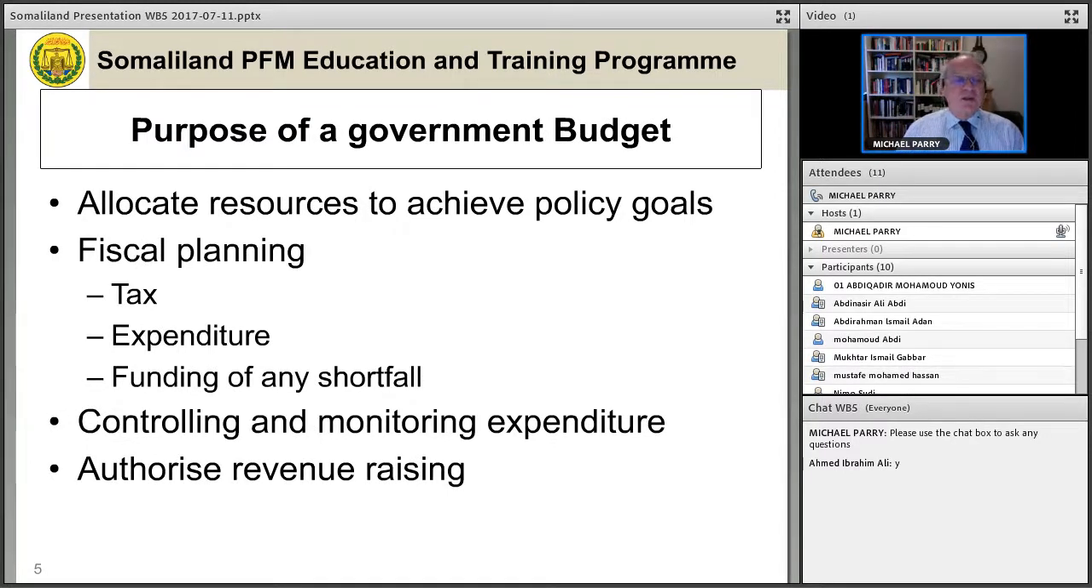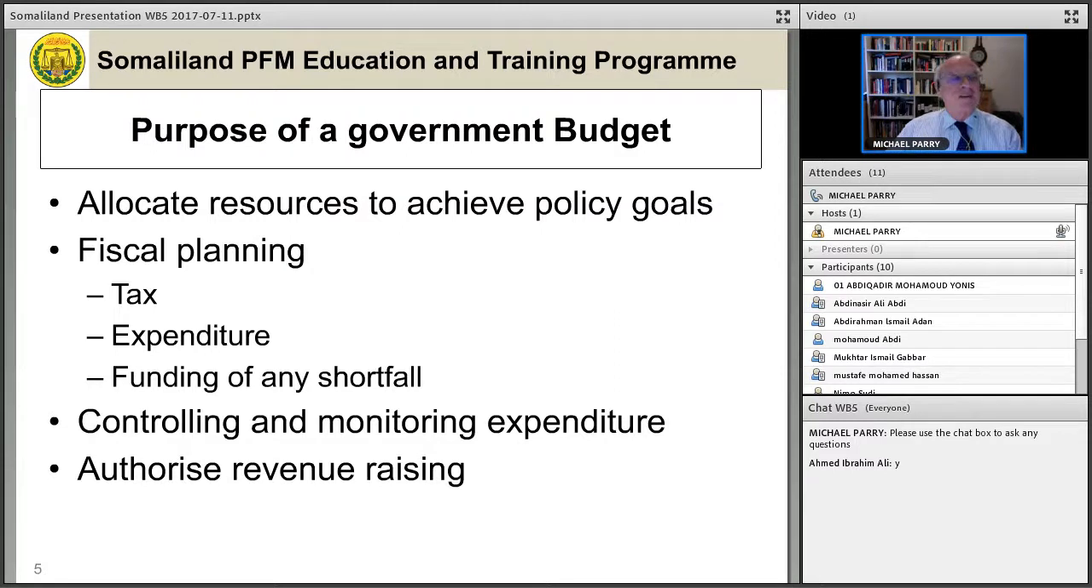The budget serves multiple purposes. It allocates resources to achieve policy goals. In other words, if the policy is, for example, to improve primary education, the budget will allocate additional resources to primary education. If the objective is to improve health in a general sense, then there will be more funds allocated to the health sector. So the first thing it does is to allocate resources according to policy goals, and obviously within the constraints that you have, of which the major one is the next one, fiscal constraints.